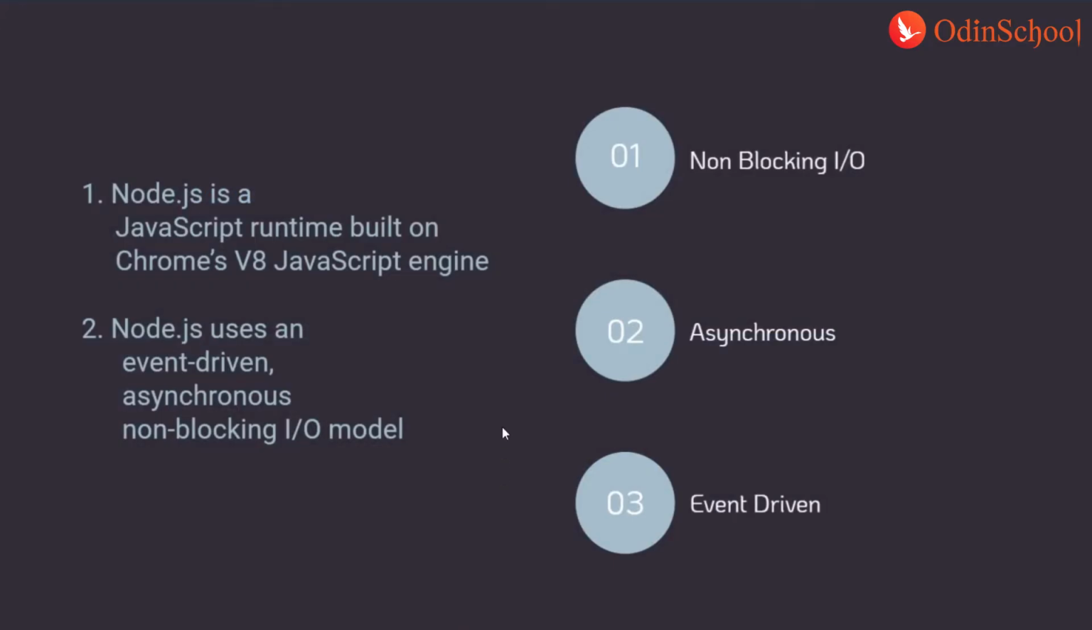So now, putting it all together, Node.js is a JavaScript runtime built on Chrome's V8 JS engine, and Node.js is an event-driven, asynchronous, non-blocking IO model. Now, these three words are the key: non-blocking IO, asynchronous, and event-driven. So let's try and understand.